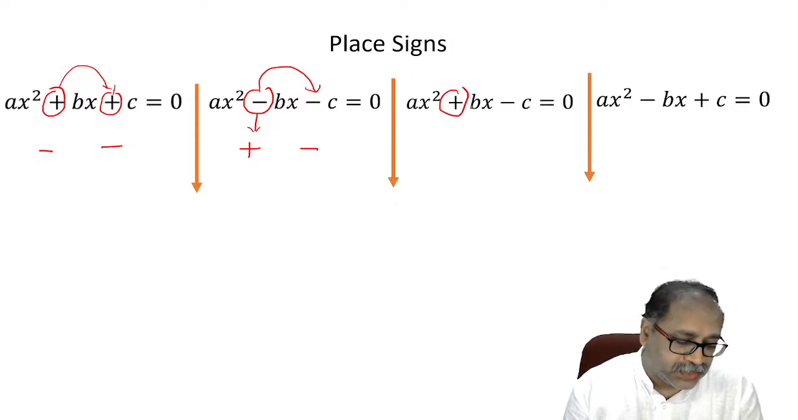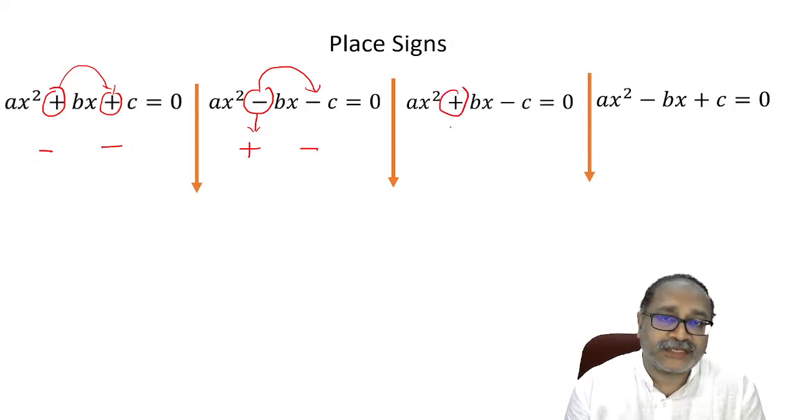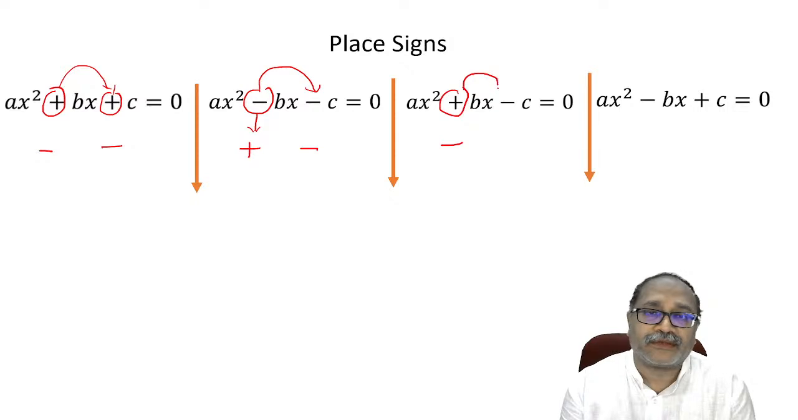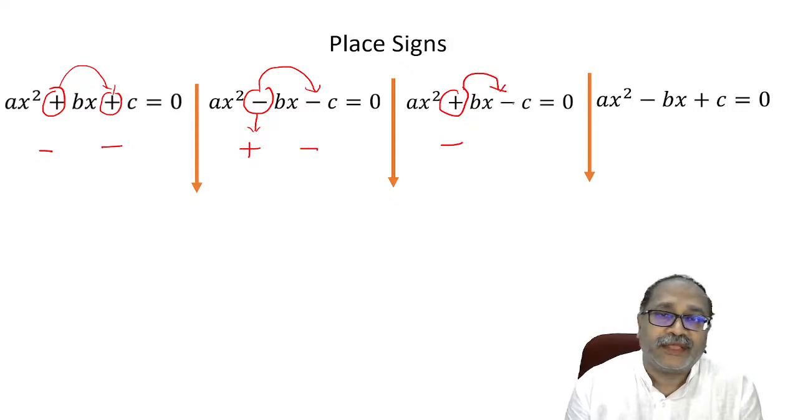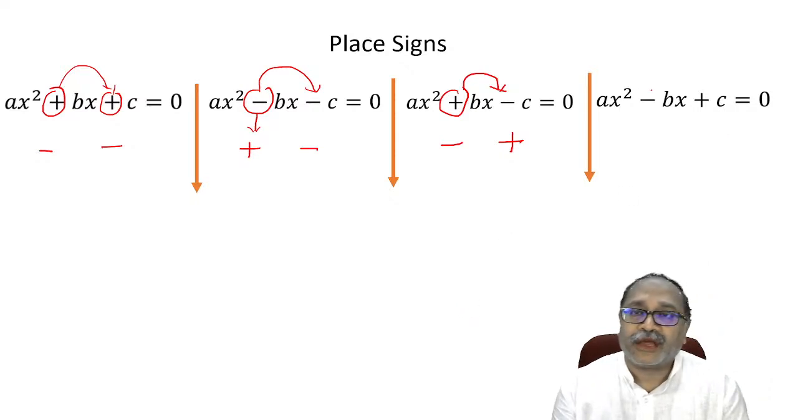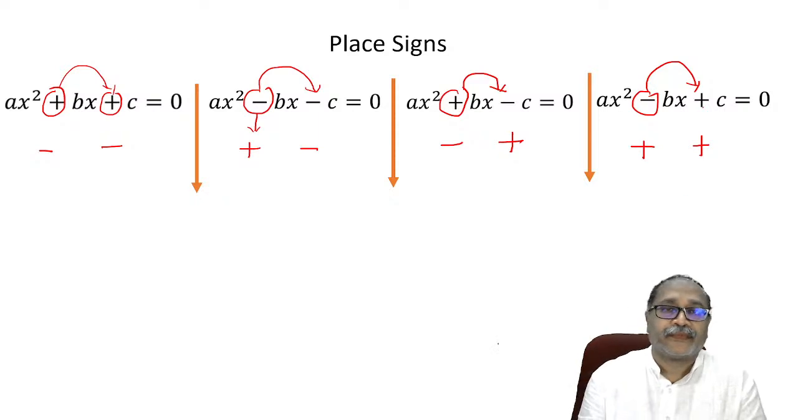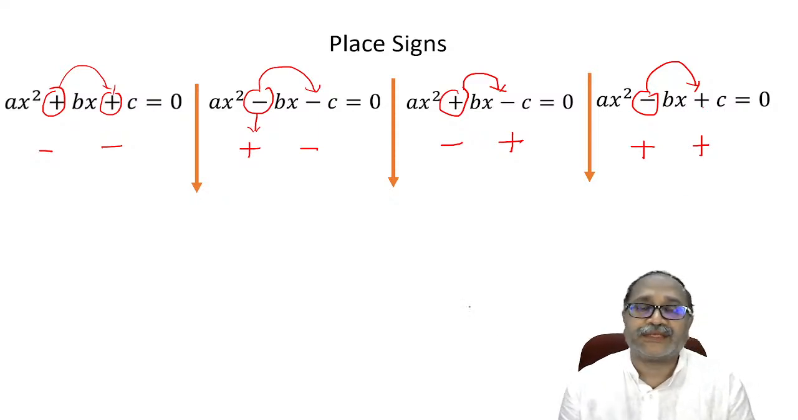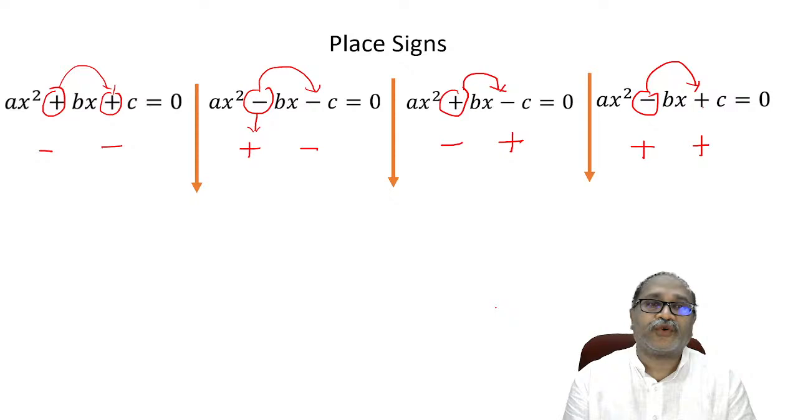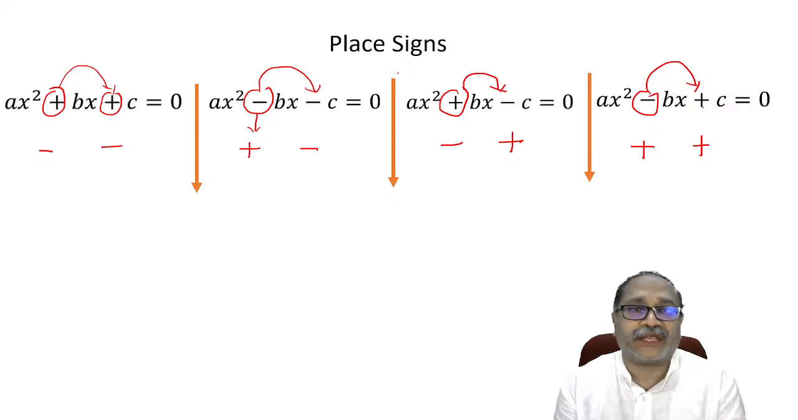Now come to this part. If this is plus, what will happen over here? This is minus, and the plus changes the next sign. So the minus will become plus. Coming over here, the minus does not change the next sign, so the plus will remain as it is. So for placement of the sign, you are understanding this part.